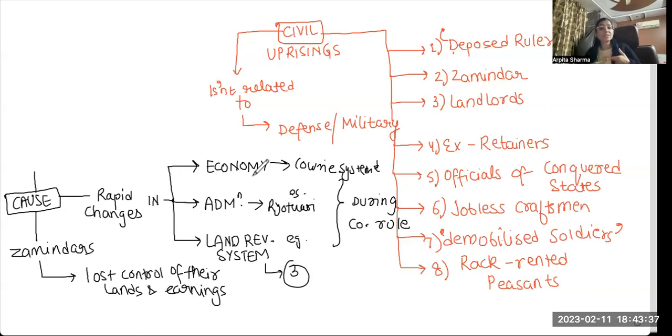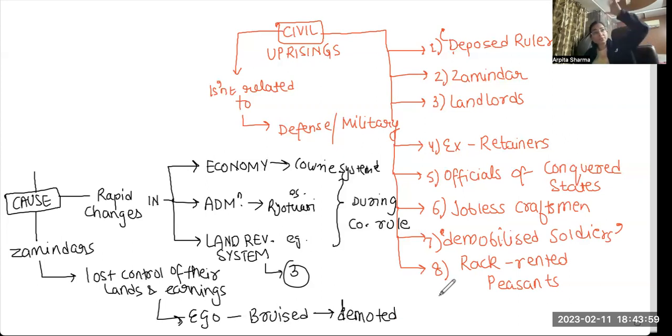And in the riyotwari system, zamindars were removed as the intermediary, and revenue officials were created. So zamindars lost their earnings also, because of which their ego was bruised. Bruised means chot pahunch gayi thi. The ego was hurt. Okay? They were demoted in status. Promoted means when you are elevated to a higher level. Demoted means when you are pulled back. So they were demoted in status. All right, point clear ho gaya yahan tak.